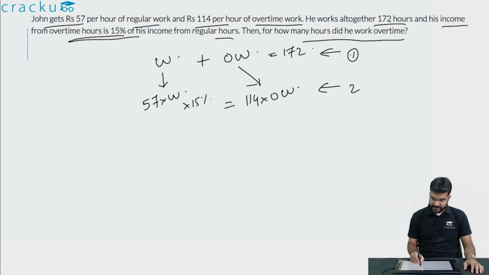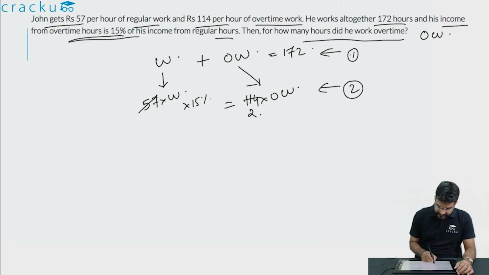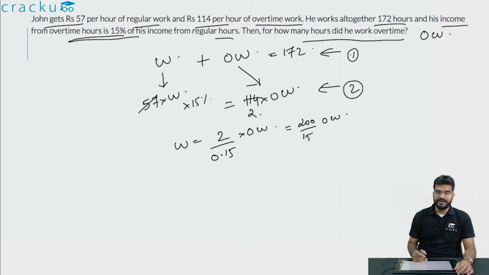And what are we required to find out? We are required to find out the value of OW, which is the number of hours that he worked overtime. Now you can simplify the second equation because 57 into 2 is equal to 114. So you can cancel it off and you can find out that W is equal to 2 by 0.15 into OW. You can simplify this further by multiplying the numerator and denominator by 100. So this will be 200 by 15 OW, or you can divide both of them by 5. So this will be 40 by 3 OW. This is just simply simplifying the second equation.